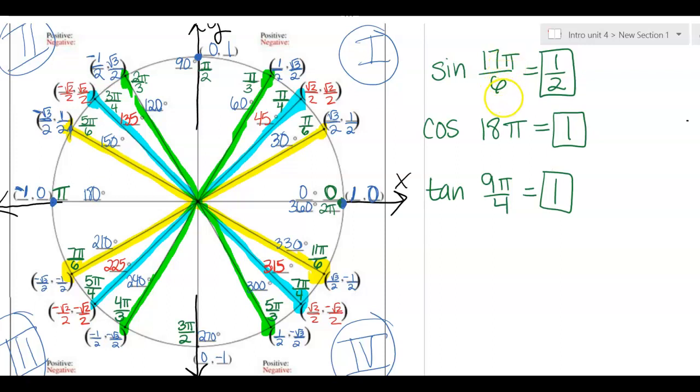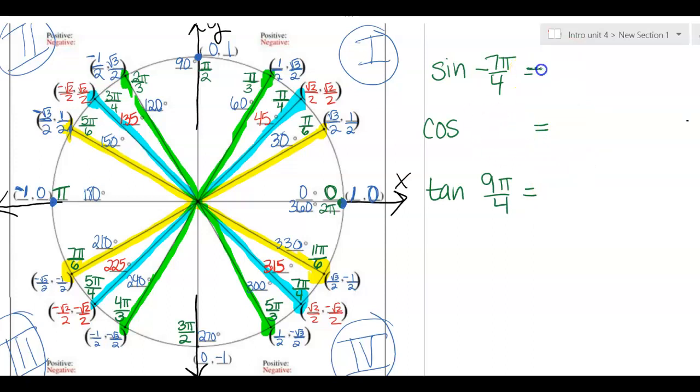So we're going to do the sine of negative 7 pi over 4. We're going to do the cosine of negative 11 pi over 3. And we're going to do the tangent of negative 7 pi over 6. Okay. All right, so negative again means what? We got to go backwards around the circle.